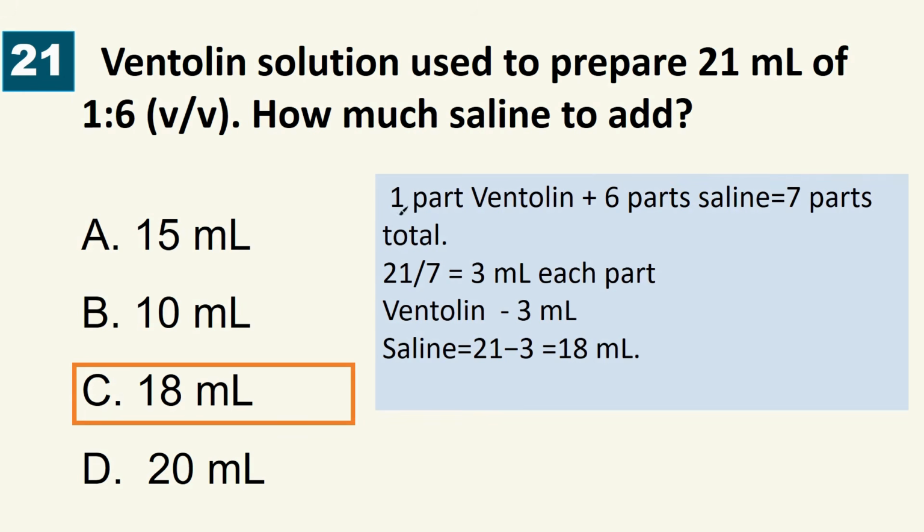So let's solve this one. The total how many parts? 1 part plus 6 parts. Total parts are 7 parts. So here 21 ml divided by 7, so each part is 3 milliliters. So Ventolin is 3 milliliters, and saline is 21 minus 3. So 18 milliliters will be normal saline and 3 milliliters will be Ventolin solution.